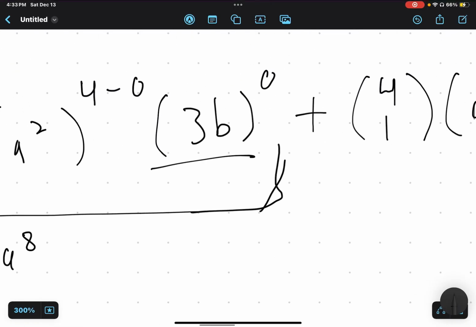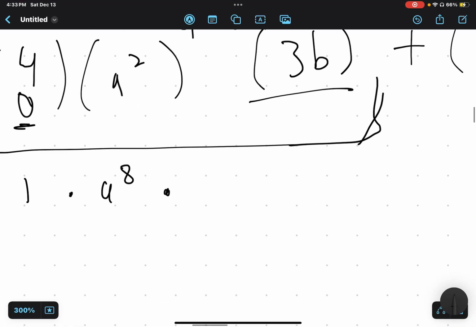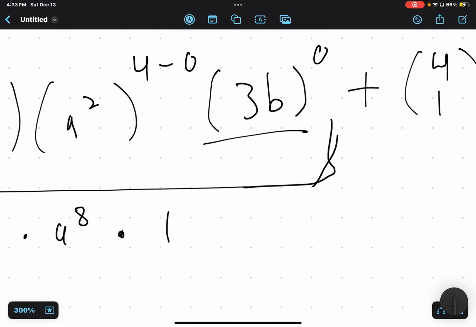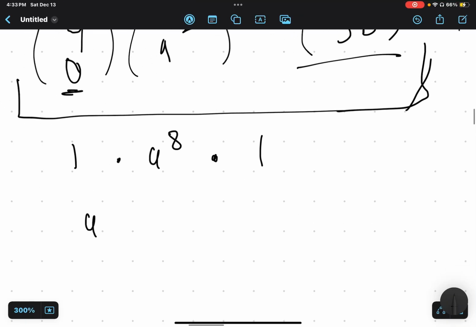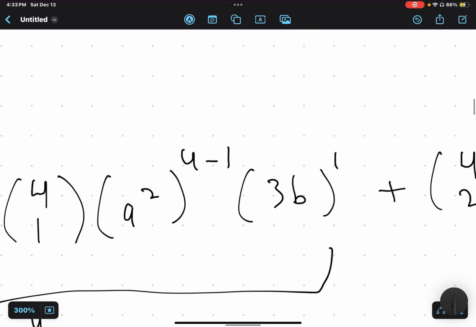And we have 3b to the power of 0. Now, like I said last time, that is just going to be 1. Whatever it is, anything to the power of 0 is 1. So what is this right here? It's going to be a to the power of 8. So we're going to do the next one right here. 4 choose 1. Very, very easy. 4. Now, a squared to the power of 4 minus 1.